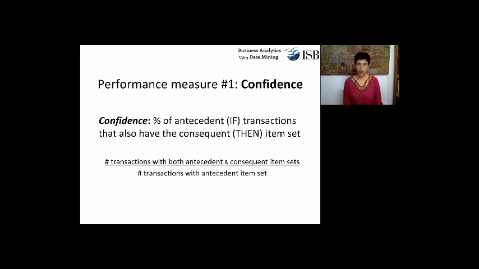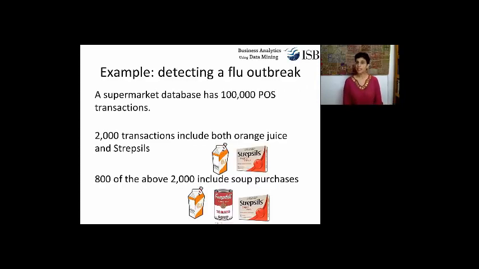And what this means, if we want to compute this percentage or probability, we're going to look in the numerator at the number of transactions that have both the antecedent and consequent item sets, so the if and then, and divide that by the total number of transactions that have the antecedent in them. And of course, that will likely be a larger set. Let's look at an example.